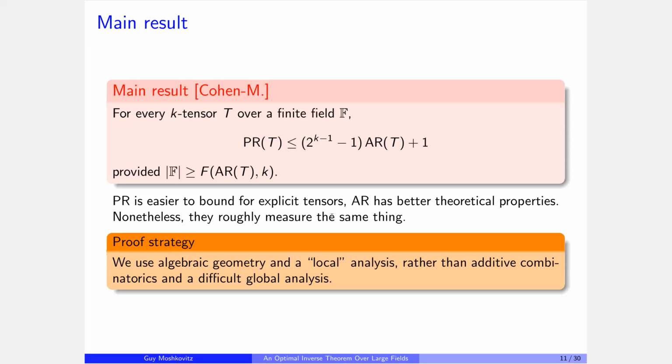Okay. So, proof strategy. What we're going to do is use basic tools from algebraic geometry and local analysis, by which I mean we look at tangent spaces, which is quite different from what Janzer and Milicevic and others previously did in this line of work, which used certain results from additive combinatorics, and their analysis was more of a global nature.